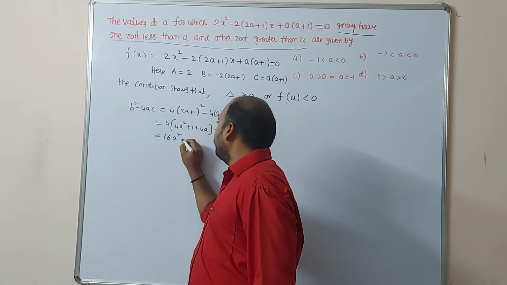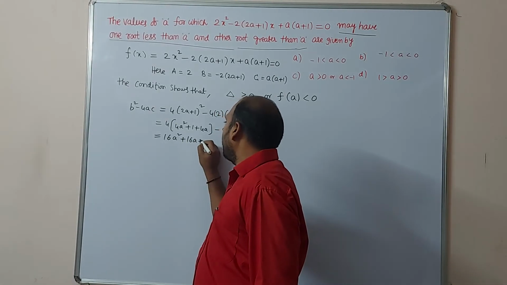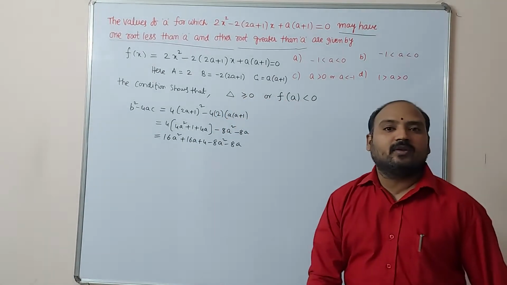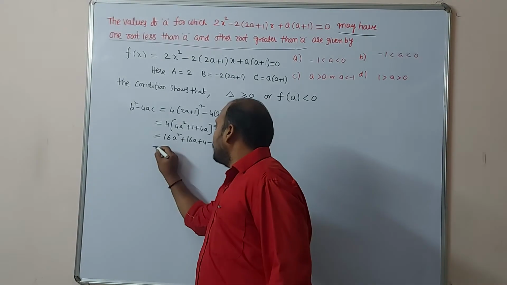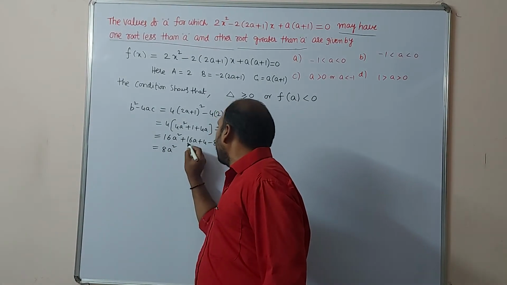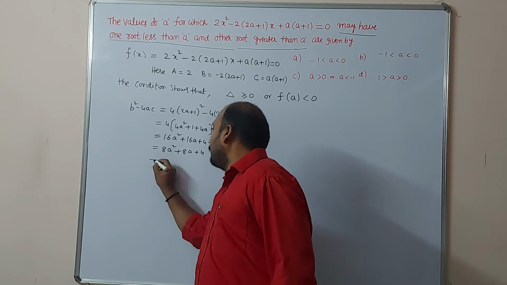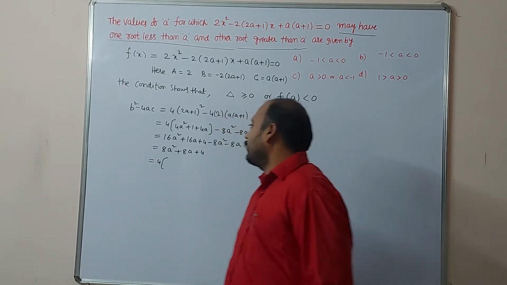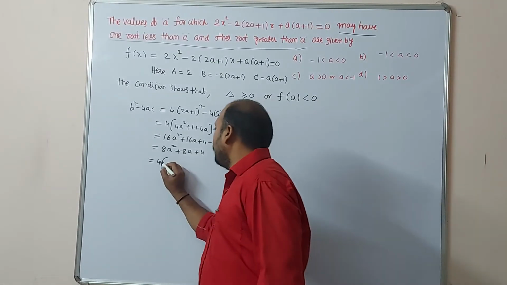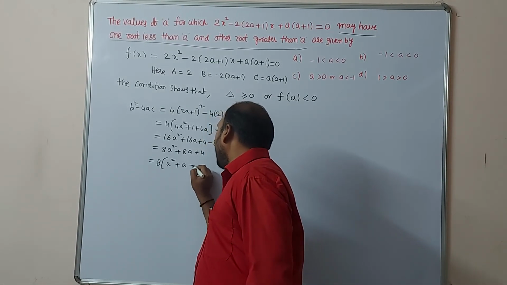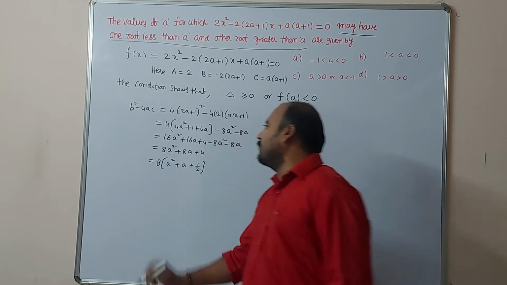Even this also simplifies. 16a square plus 16a plus 4 minus 8a square minus 8a. 16a square minus 8a square is 8a square plus 8a plus 4. So 8 you can take common directly. So a square plus a plus 1 by 2, 4 by 8 means 1 by 2.